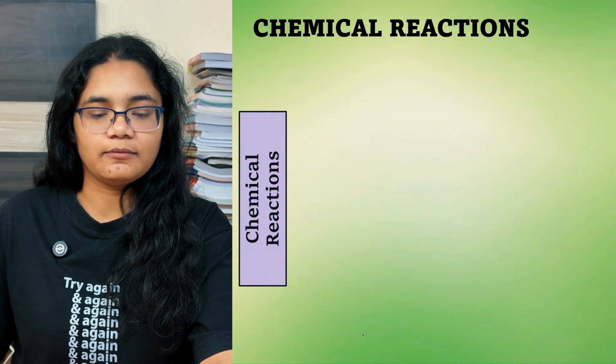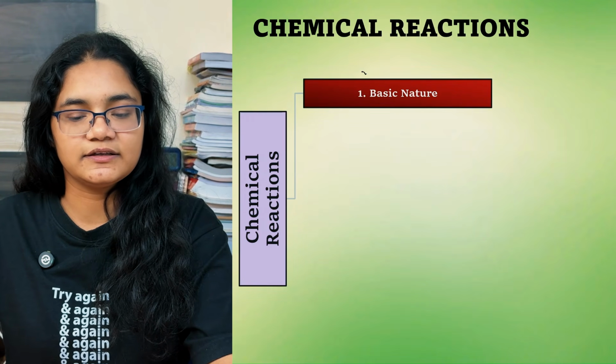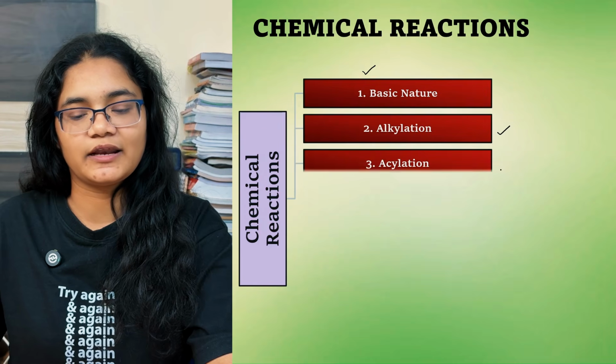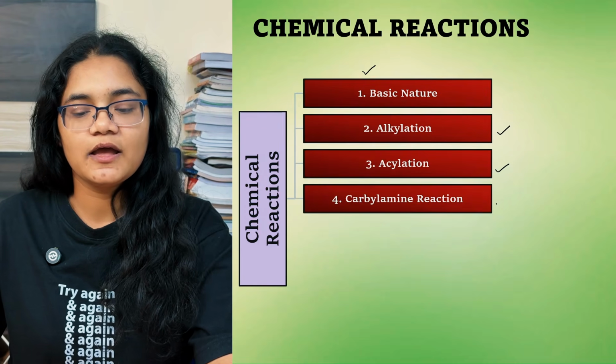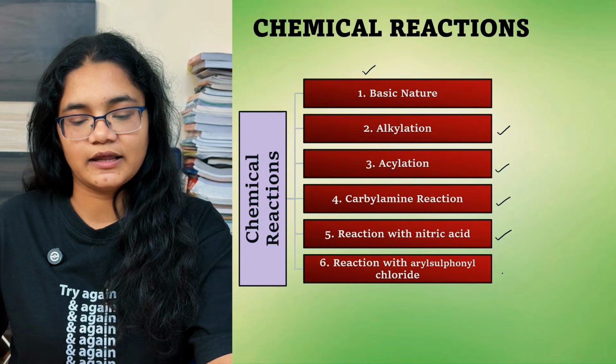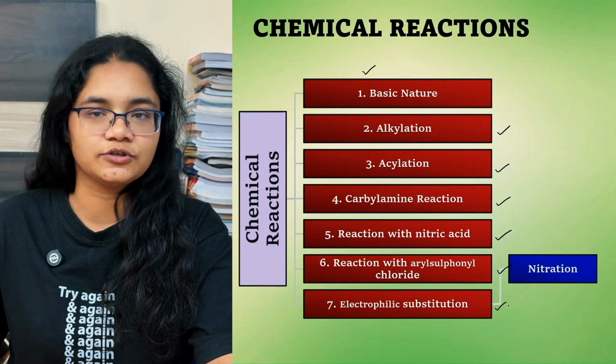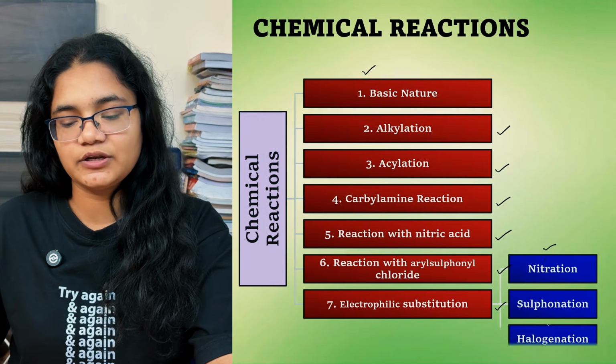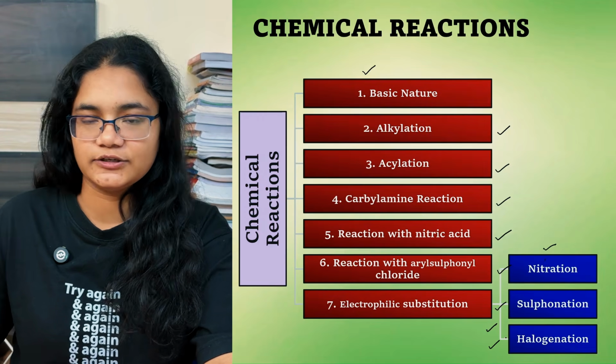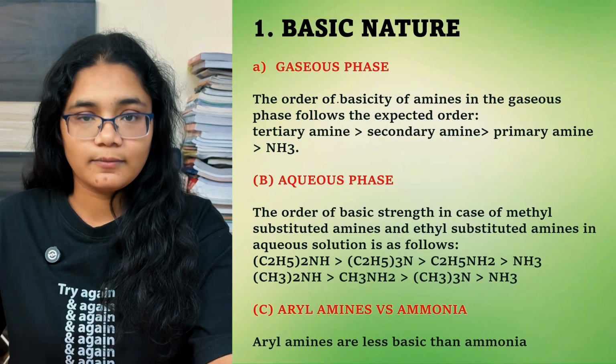Now we will talk about the chemical reactions of amines. The first one is about their basic nature. Second one is about their alkylation. Third is acylation. Then carbylamine reaction, reaction with nitric acid, reaction with benzene sulfonyl chloride, and electrophilic substitution reaction. We have nitration and sulfonation and halogenation.